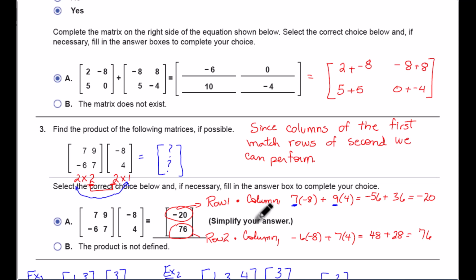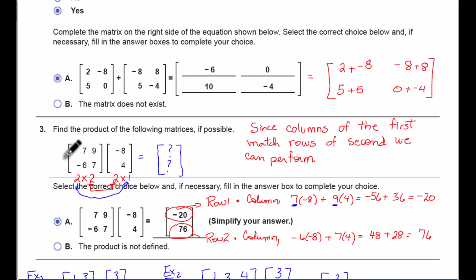So in question 3, they want us to find the product of the following matrices, and they want us to know, is it even possible? Well, let's take a look here. The first matrix is 2 by 2. The second matrix only has one column, but it has 2 rows.